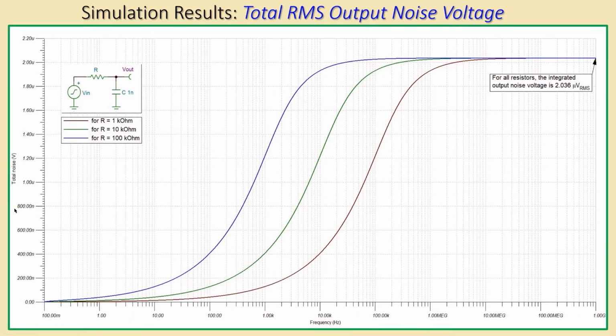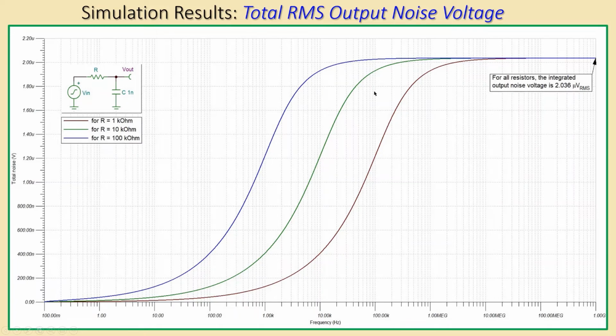Now let's also look at the total RMS output noise voltage, which is shown here, and this is a really interesting plot because we now have the total RMS output noise for each case of our resistor, so 1 kilo ohm, 10 kilo ohm and 100 kilo ohm. The blue line, the green and the dark red line will start a little bit different and with a different slope, but they approach the same output noise voltage. Integrated, you will have in this case 2.036 microvolts RMS. That's one of the issues we already discussed.